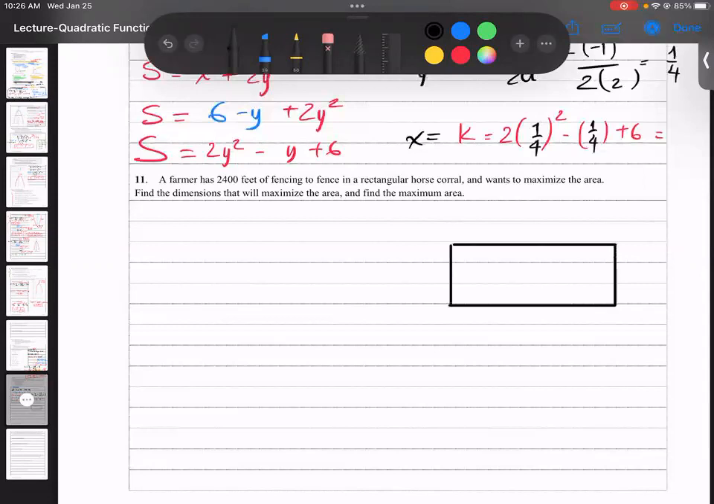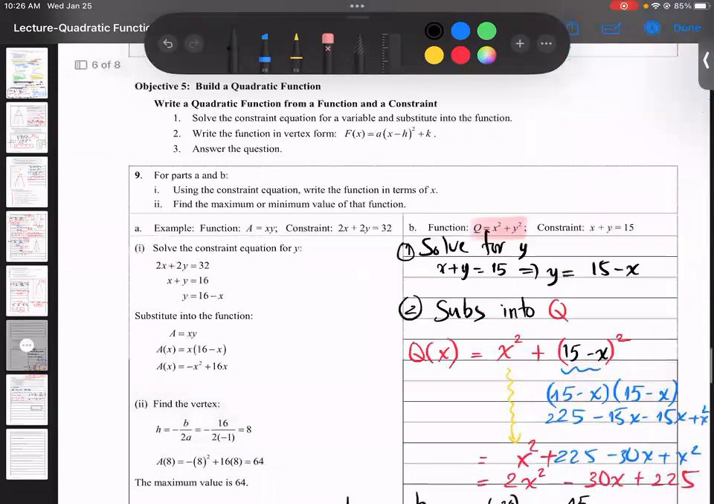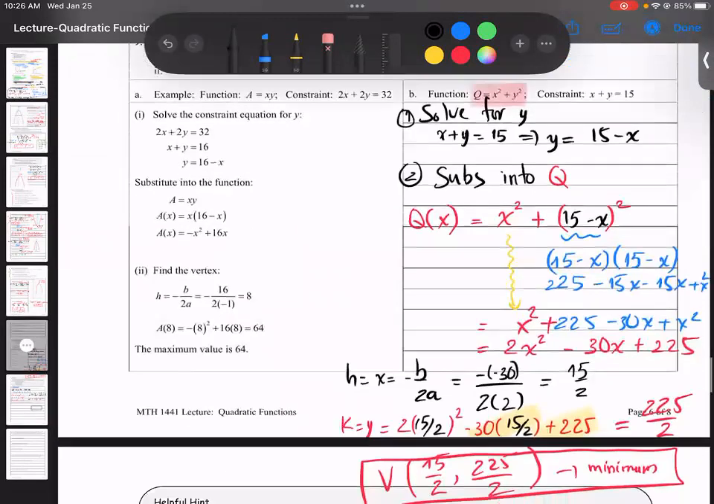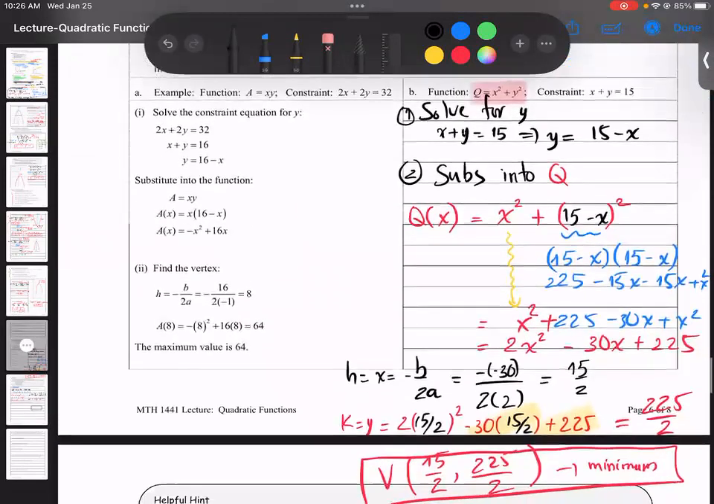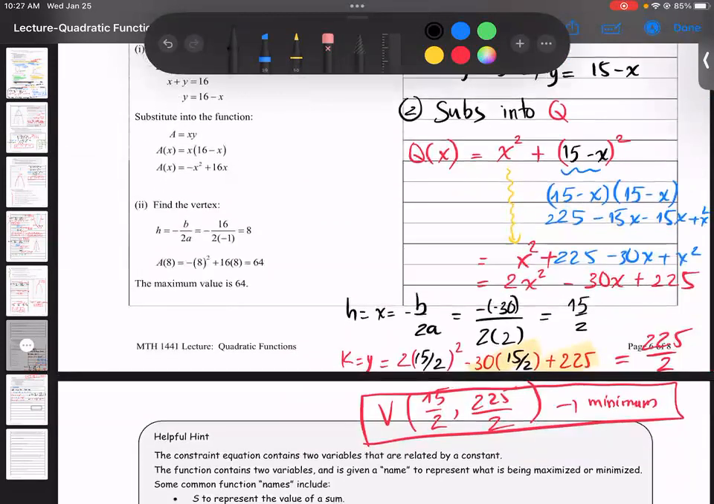For 9, oh, it's a minimum because you open up. a is 2 means you open up, right? It's positive, you open up. When you open up, your vertex is at the bottom, right? Yeah, the round part.